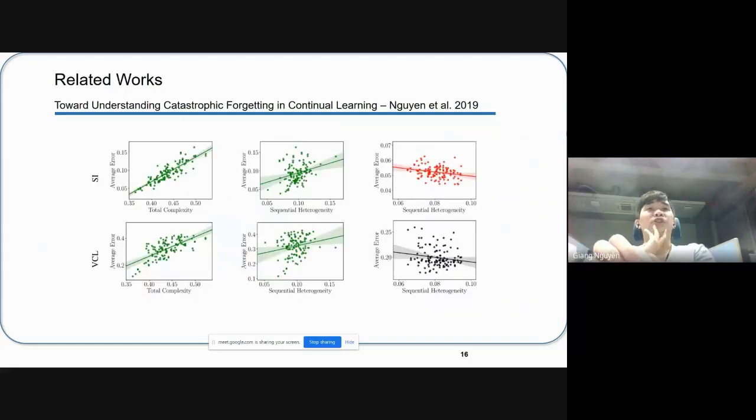And this is a result of the research, and they conducted it on synaptic intelligence and variational continual learning. And with the complexity, you can see a high correlation. It means that if in the future you want to design a continual learning benchmark, you should care about the total complexity of the task sequence. And the low correlation or even negative correlation indicates that the difference between tasks will not much affect the catastrophic forgetting.